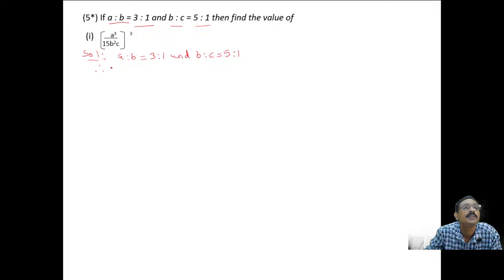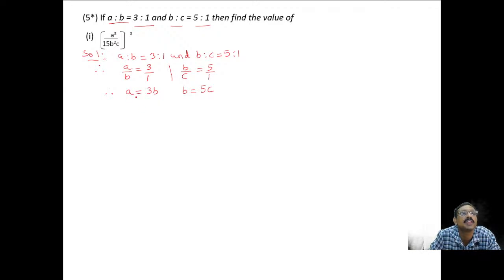Therefore, what is A is to B? A is to B is A upon B is equal to 3 upon 1. And here if you see, what we have is B upon C is equal to 5 upon 1. Now cross multiply this. Therefore, what will be the value of A when we cross multiply it? A is equal to, now A into 1 gives me A. B into 3 will give me 3B. Similarly here, what will be the value of B? B into 1 gives me B, which is equal to C into 5 gives me 5C.